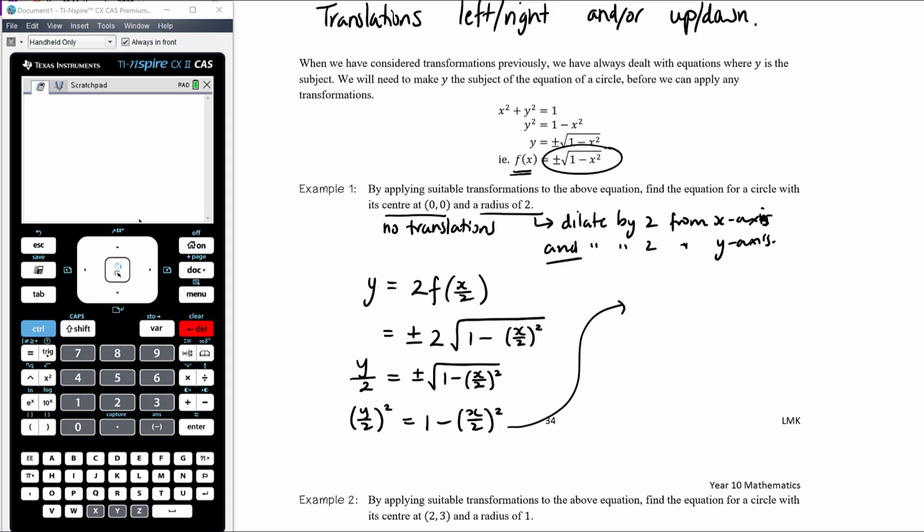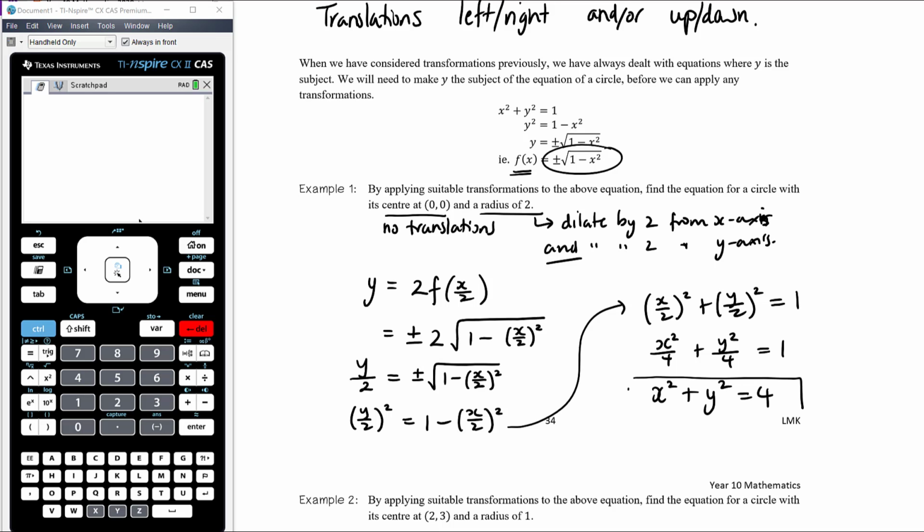Alright, then I'm going to add the (x on 2) all squared: (x on 2) all squared plus (y on 2) all squared equals 1. Alright, let's expand these. So this is actually x squared on 4 plus y squared on 4 equals 1. And if we multiply everything in the equation by 4, we're going to get x squared plus y squared equals 4. And so this is a graph with its centre at 0, 0, so we haven't done any translating, and a radius of 2. So be careful about that.